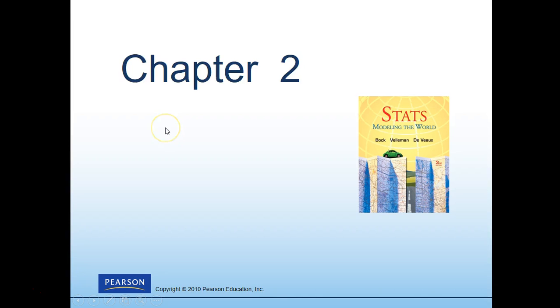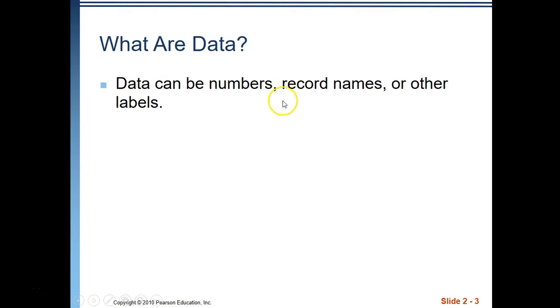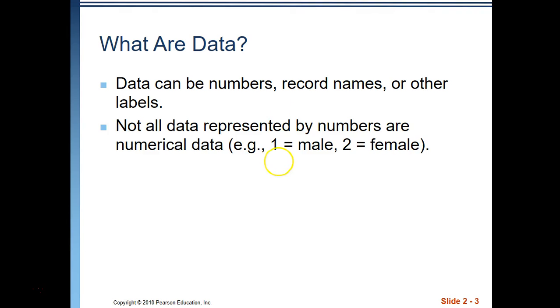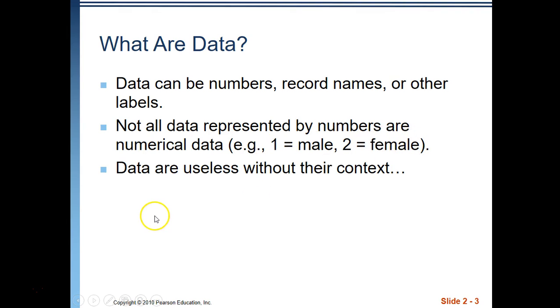But here we are in Chapter 2. We're going to focus on data, basically, is what we're doing. All right, and again, if I'm moving too fast, you just need to stop. It basically says, what are data? Data can be numbers. They can be recorded names. They can be labels, right? But not all data is represented by numbers and numerical data. For example, if I want to talk about males, I could just label them as ones, and twos I could label as females.